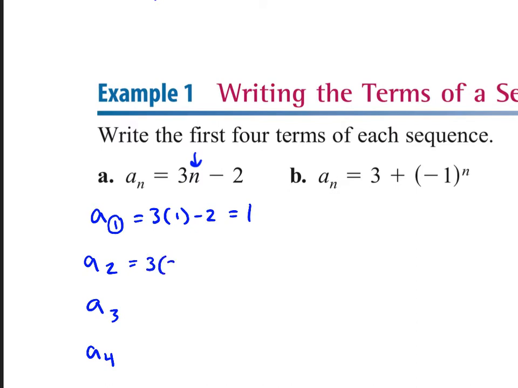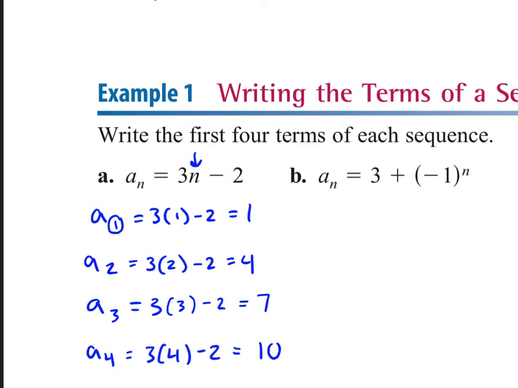Next, we plug in 2. So 3 times 2 minus 2. 4. And then next, we plug in 3. So 3 times 3 minus 2. 7. And then lastly, we plug in 4. So 3 times 4 minus 2. 10. So those are the first 4 terms in our sequence.